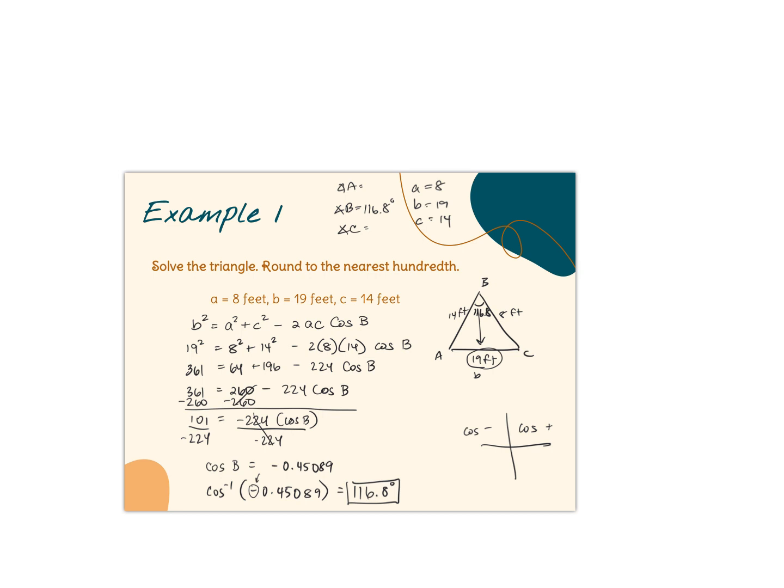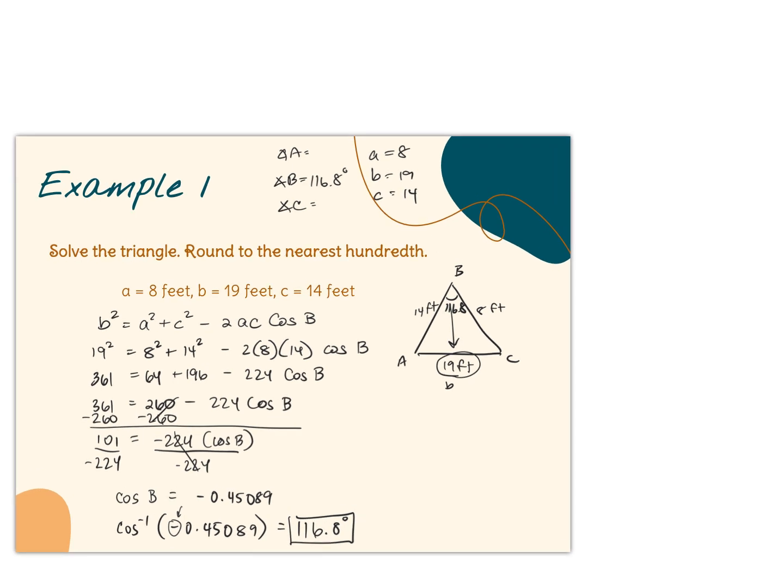So I'm going to erase this out. Let me go over here. So now, if I wanted to do the law of sines, notice that I have side B and angle B. So that could be my ratio, right? So law of sines: 19 over the sine of 116.8, right?